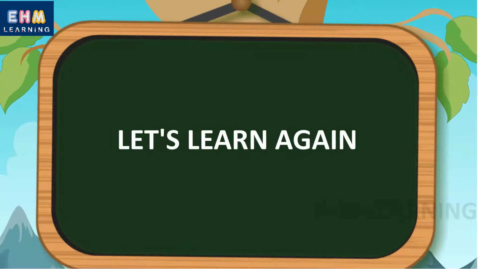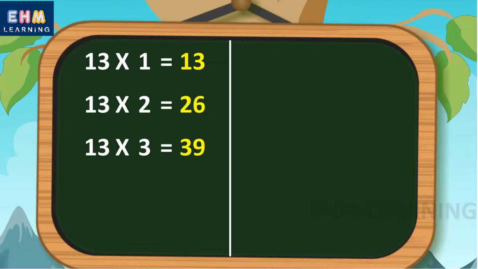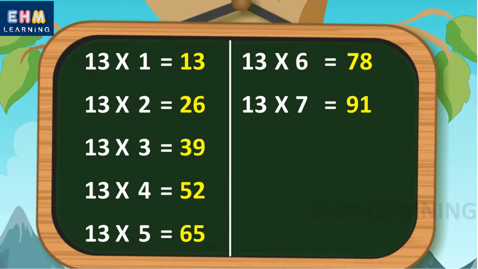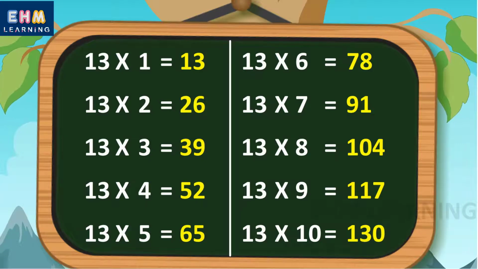Let's learn again. 13 ones are 13. 13 twos are 26. 13 threes are 39. 13 fours are 52. 13 fives are 65. 13 sixes are 78. 13 sevens are 91. 13 eights are 104. 13 nines are 117. 13 tens are 130.